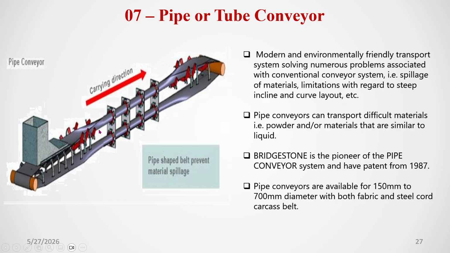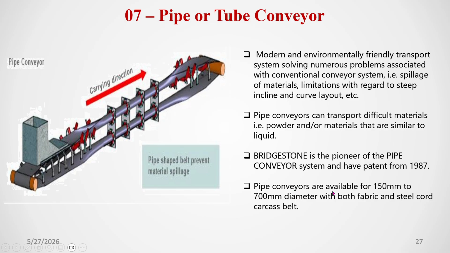So that's why, if it is the open one, the material can fall down. Only 20 to 25% material you can take, but if you close it, the full diameter of the pipe, of the belt, you can take, and then again discharge it to the outside. So this is the advantage. Bridgestone is the pioneer of this pipe type of conveyor, they are manufacturing it.